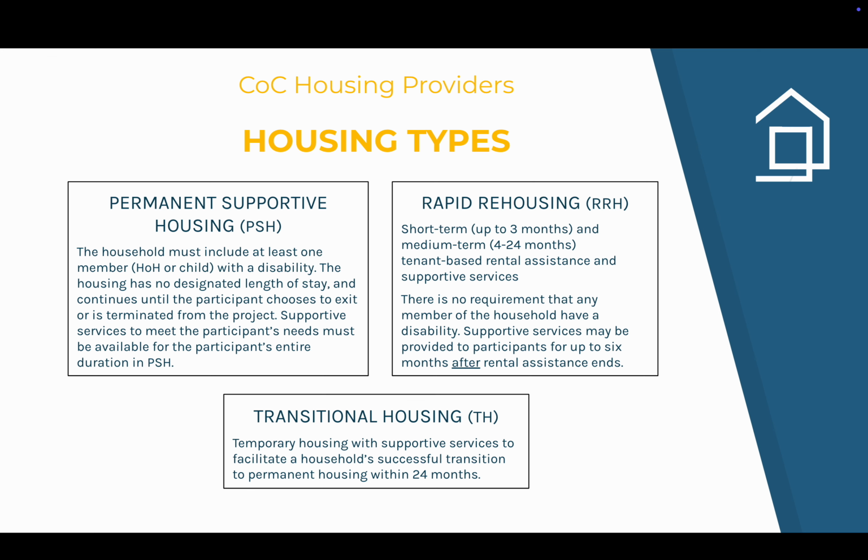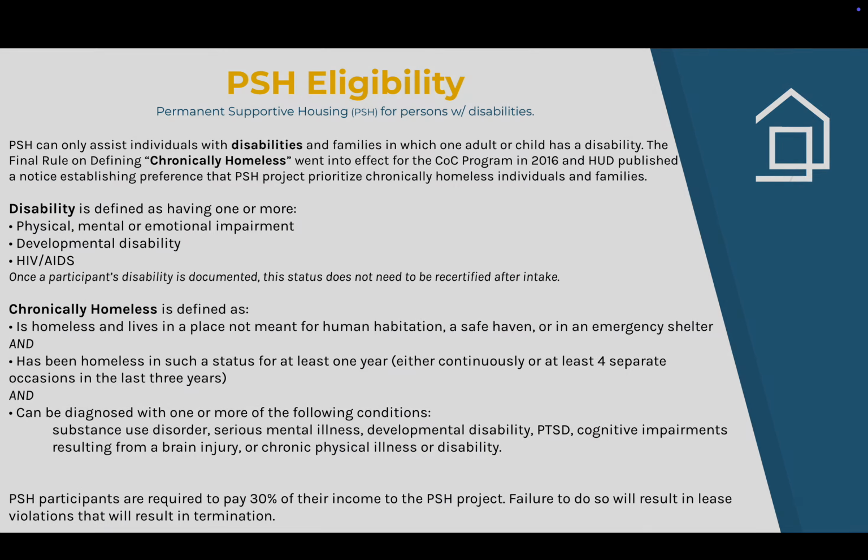Transitional housing is the last housing type, and this is temporary housing with supportive services with the goal of transitioning households into permanent housing within 24 months. PSH eligibility requirements: PSH can only assist individuals with disabilities and families in which 1 adult or child has a disability. Disability is defined as having 1 or more physical, mental, or emotional impairment, developmental disability, and/or HIV/AIDS. Once a participant's disability is documented, this status does not need to be recertified after intake.